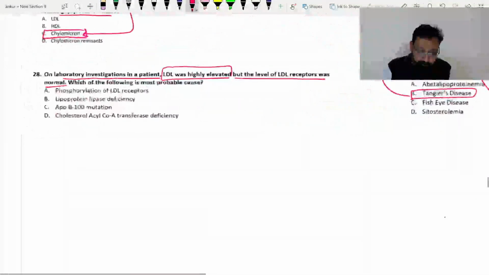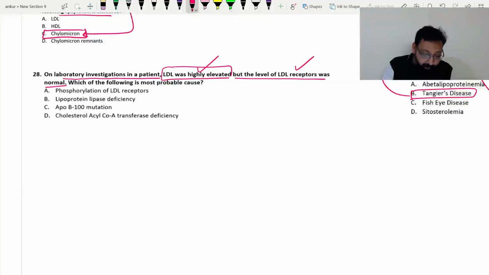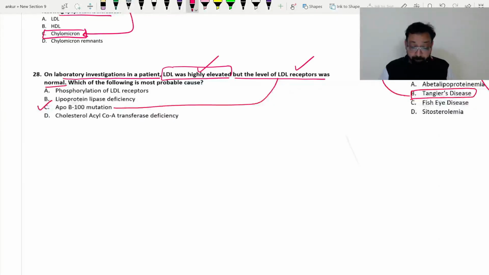Two times question has been asked. Evolocumab, alirocumab. So if LDL is high and LDL receptors are normal, there may be defect in the ApoB100. So answer is C, ApoB100 mutation.